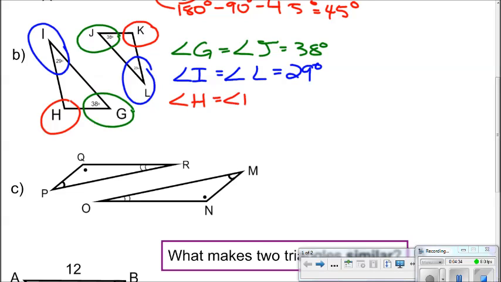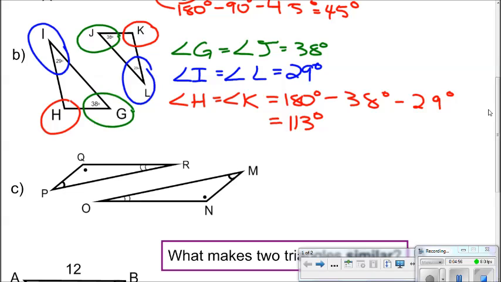To find what angle H and angle K equal, we would take 180 degrees, which is all the angles in a triangle, and subtract the two angles that we know, 38 degrees and 29 degrees, and we get a value of 113 degrees. So this is actually an obtuse triangle because we have an angle that is greater than 90. And then in this triangle for similarity, we could also talk about the side lengths that correspond to each other. I think we go through that.